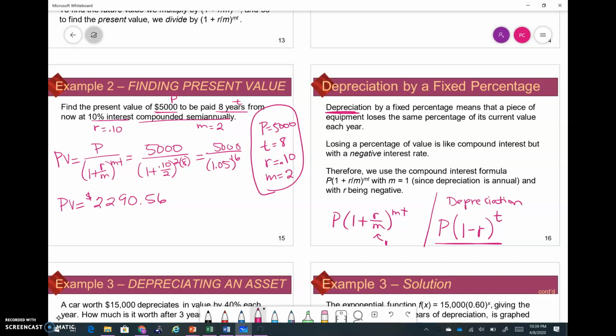Again, it's the exact same concept of what we've been doing, but your M is equal to 1 because depreciation happens annually, once every year. And that interest rate, or the rate that we're dealing with, is going to be negative because we're going down in value instead of gaining value like we did with interest.